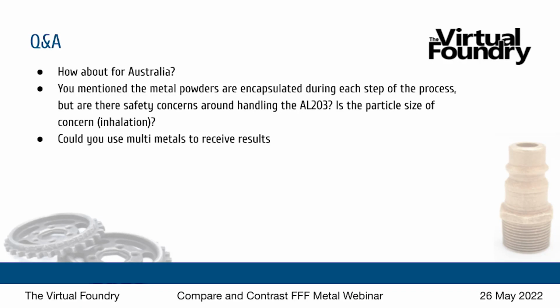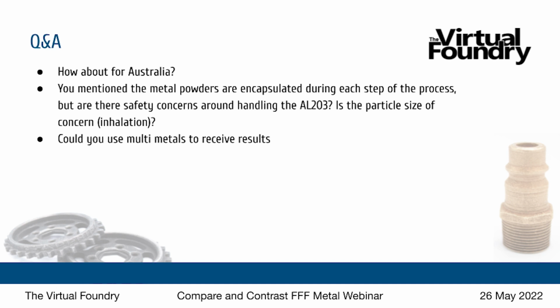You mentioned the metal powders are encapsulated during each step of the process, but are there safety concerns around handling the Al2O3? Is the particle size of concern? For example, inhalation. This is coming from someone in an elementary school environment. The simple answer is, dealing with any powder, there's going to be some airborne particulate. It's not difficult to mitigate. In a school, we would recommend a simple vapor collection system that will filter the air.